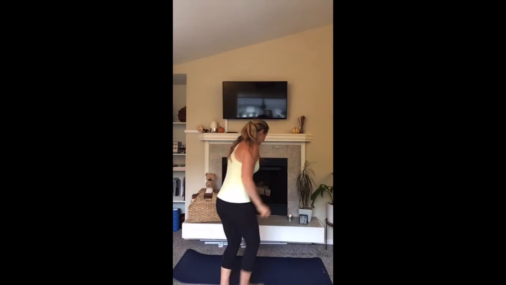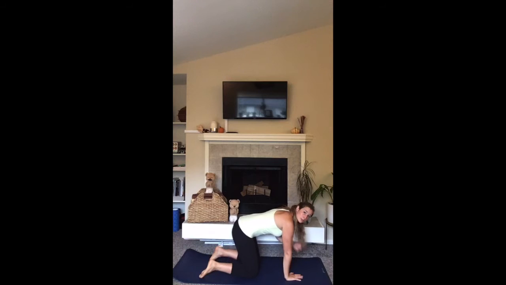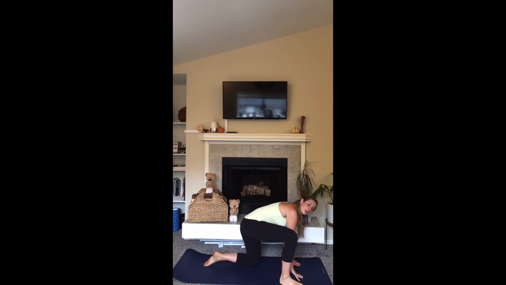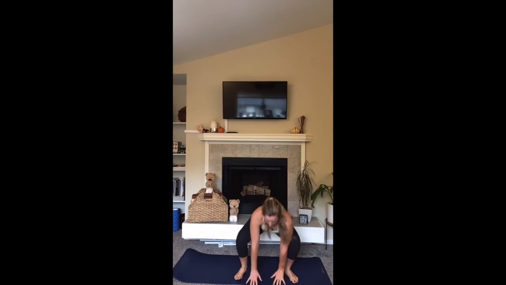Here we go, frog friends. We're going to start in our tabletop pose. So shoulders over wrists, hips over knees, and let's step your left foot to the outside of your left pinky. Okay, so your foot is to the outside of your hand. And then we're going to do the same thing on the other side. Right foot to the outside of the right pinky. So hands are inside, feet are outside.